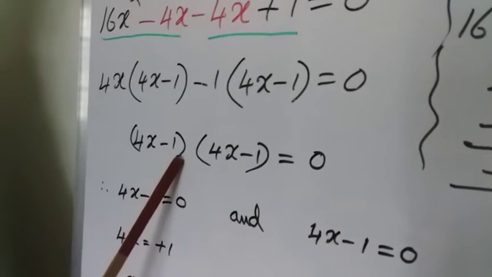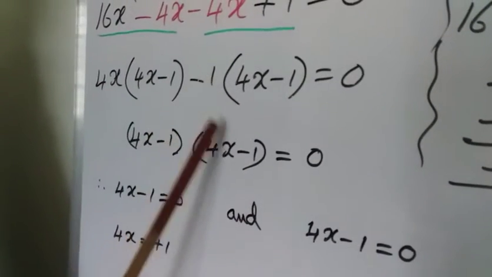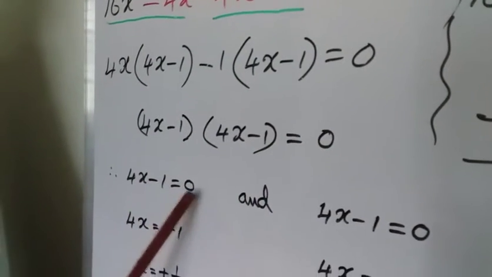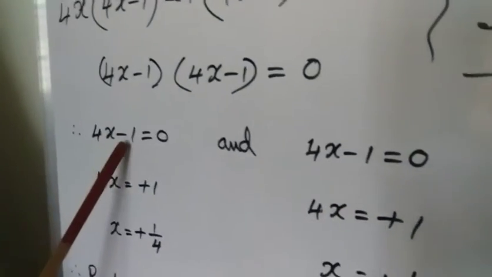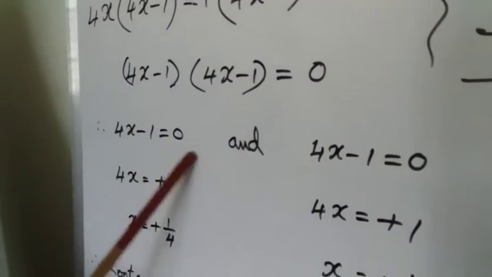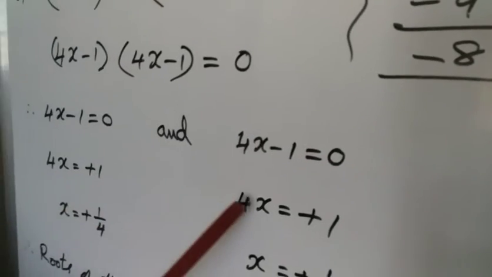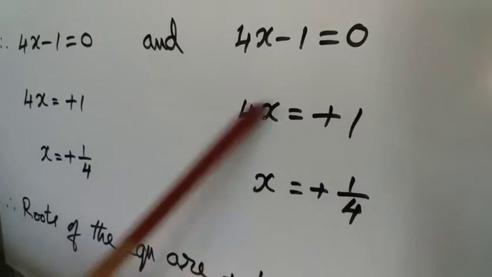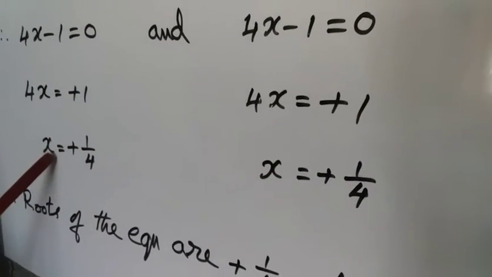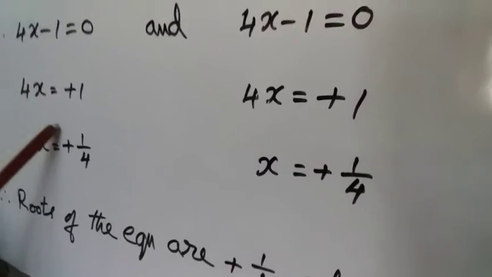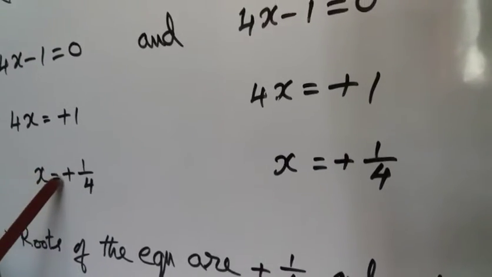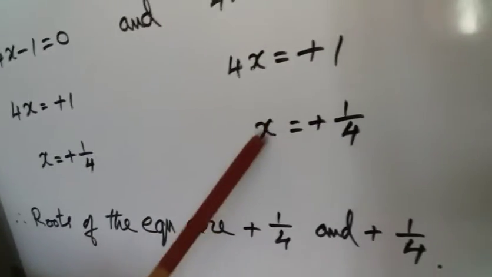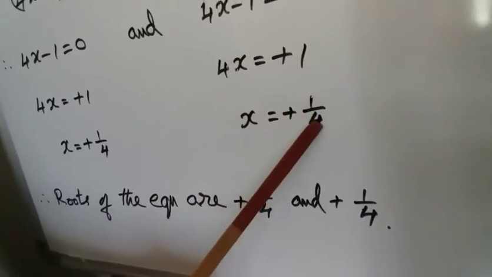So (4x minus 1) into (4x minus 1) equal to 0. The product of two factors is equal to 0, so each factor is equal to 0. Therefore, transfer the minus 1 to the right hand side: 4x equal to plus 1. Here also, transfer it to the right hand side: 4x equal to plus 1. Now, cross multiply the 4 to the denominator: x equal to 1 by 4. Similarly, x equal to 1 by 4.